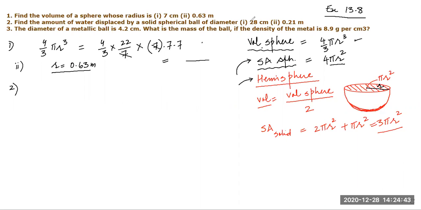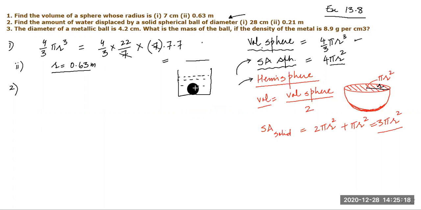The understanding of this sum, students, will help you to understand buoyancy in physics, right? It says the amount of water displaced by a solid spherical ball. So basically, this is a water container. In this water container, water is full and we are dropping a solid sphere into this. This is a solid sphere. So the solid sphere will displace water equal to its volume.